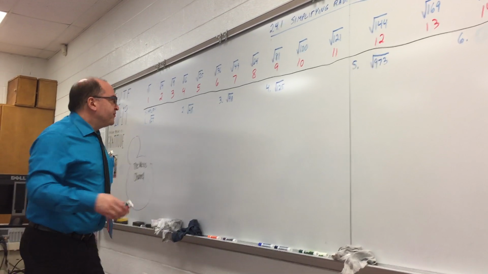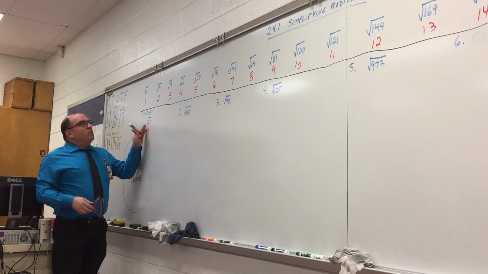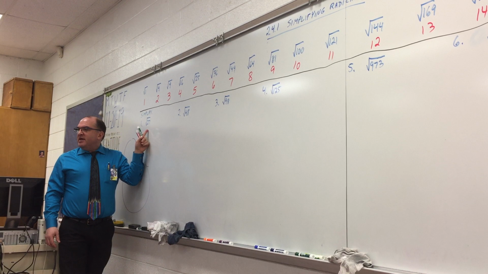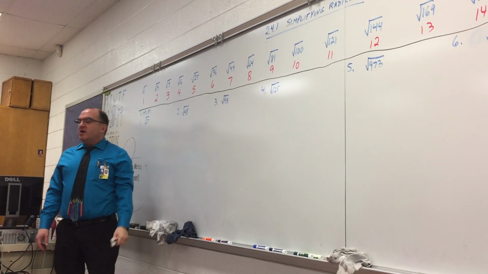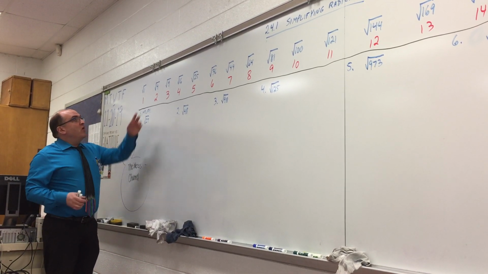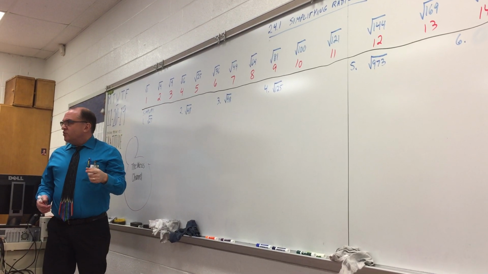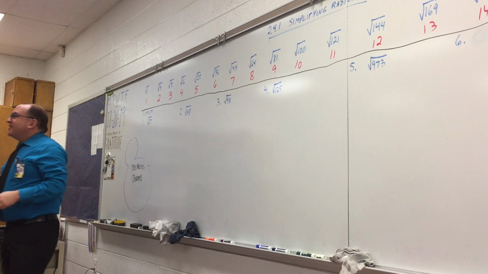Okay. All right. So, the square root of 27. Which of these perfect squares goes into 27? Which blue perfect square goes into 27? Goes in evenly. It's 9. 9 goes into 27.